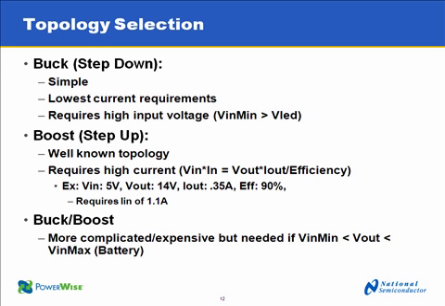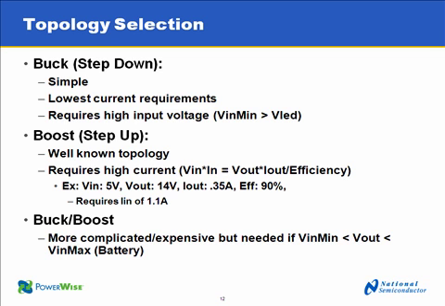Topology, we mentioned it there briefly. Buck topology is a step-down topology. The advantages of that are that it's simple and that the current requirements are relatively low, because your input current is always going to be lower than your output current. However, it requires a higher input voltage typically, because your minimum input voltage has to be above your output voltage. So if you stack up your LEDs, you've got 30 volts on your LED string, you will have to have more than 30 volts on your input in order to do a step down.